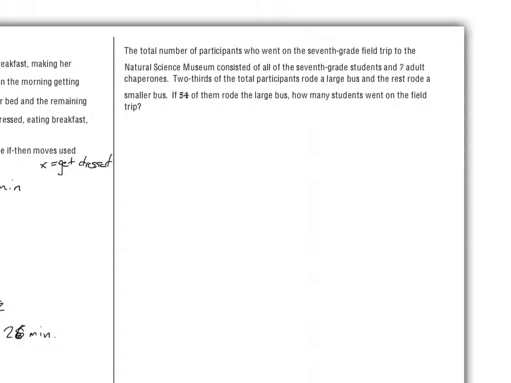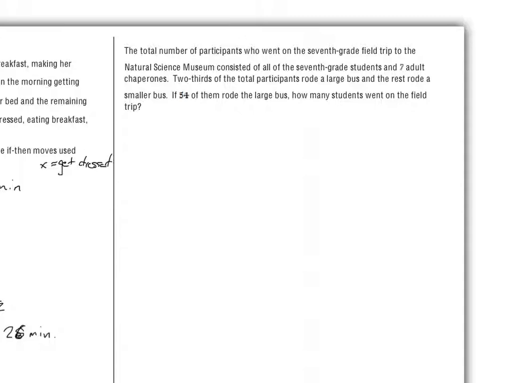Alright, and finally looking at our last problem, the total number of participants who went on a 7th grade field trip to the Natural Science Museum consisted of all the 7th grade students and 7 adult chaperones. 2/3 of the total participants rode on a large bus, and the rest rode on a smaller bus. If 54 of them rode on the large bus, how many students went on the field trip?